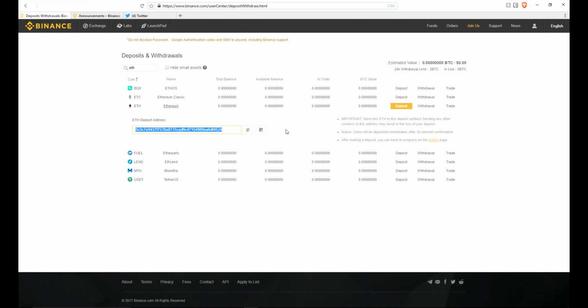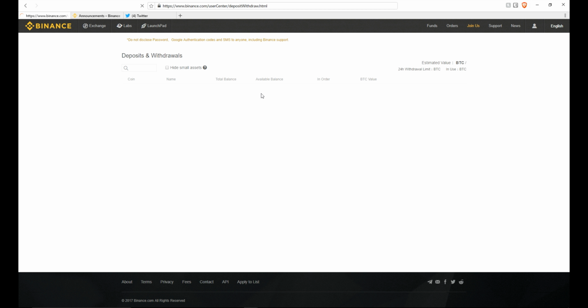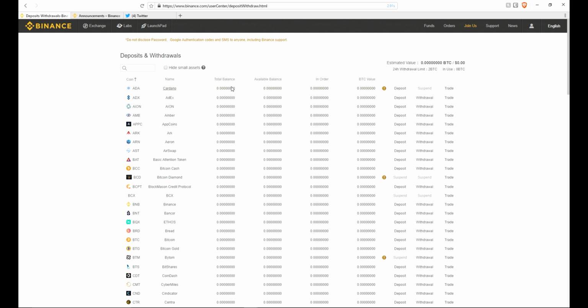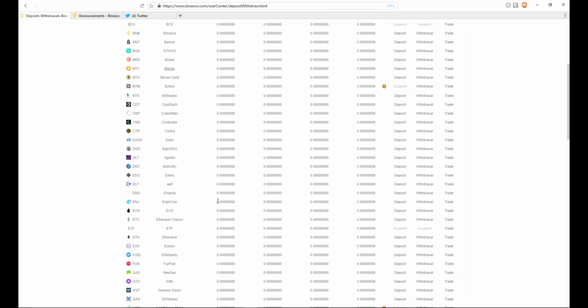So you would copy this address, go over to Uphold, and go to your Bitcoin, or I guess Ethereum, and you would hit withdraw or send, and it'll ask you where you want to send it to, and you'll put this address right here into there, put the amount that you want to send, click send, and it'll show up right here in your Binance funds. So you go back to deposit withdraw, it'll give you the full list, and for every cryptocurrency you own, it will tell you that balance all the way down this list.